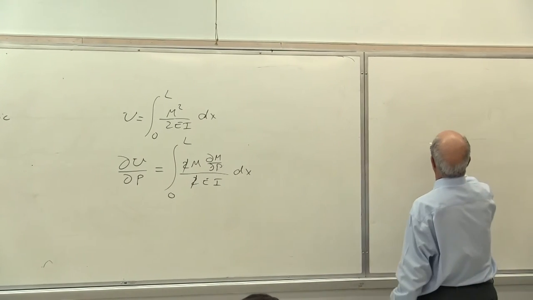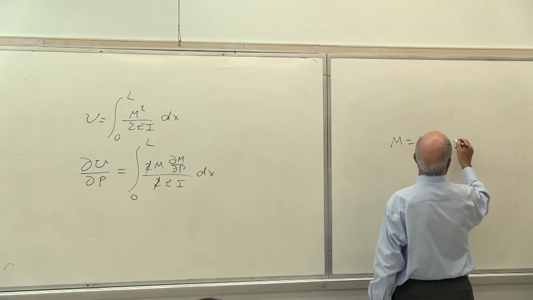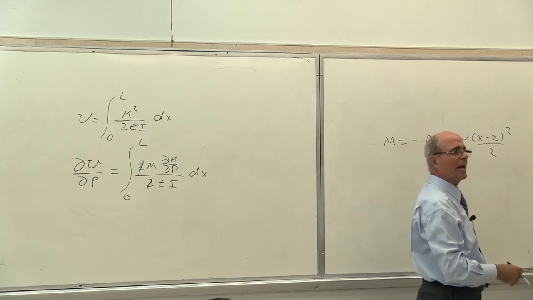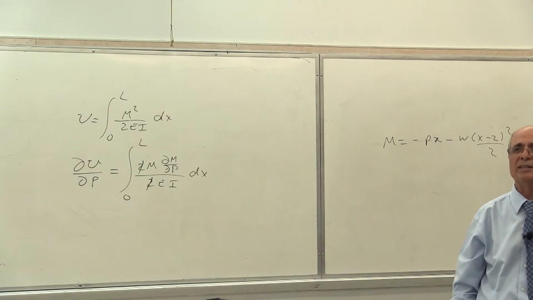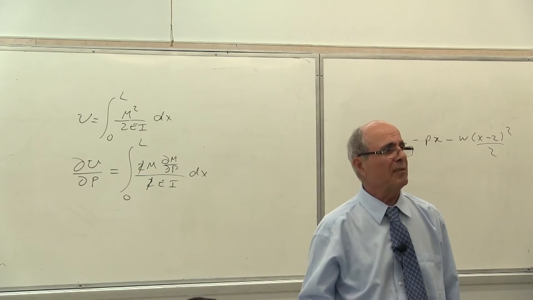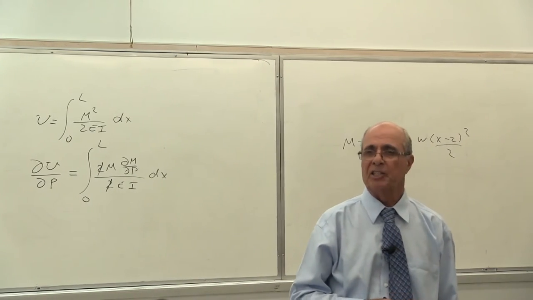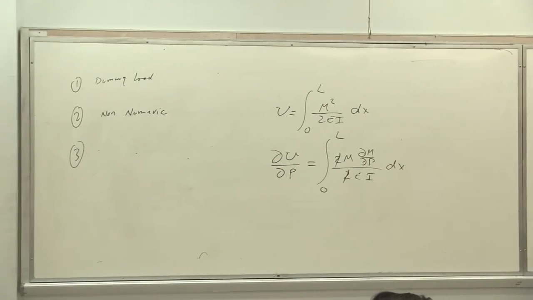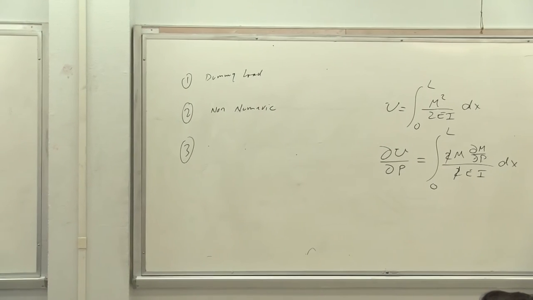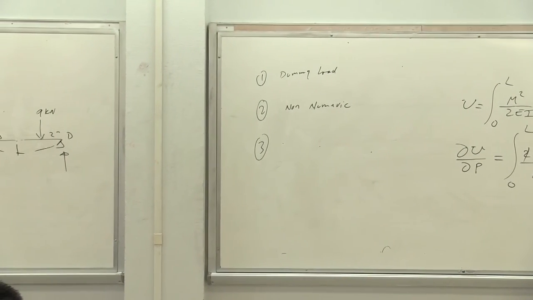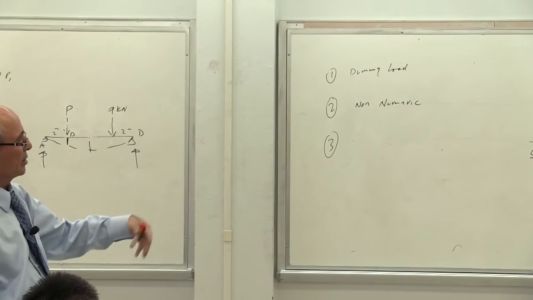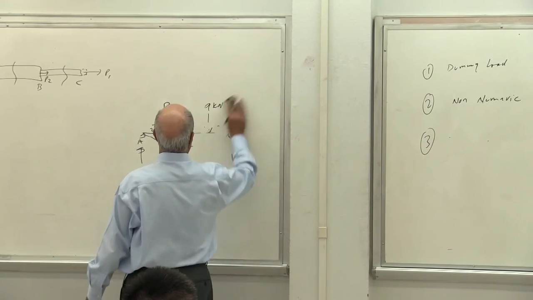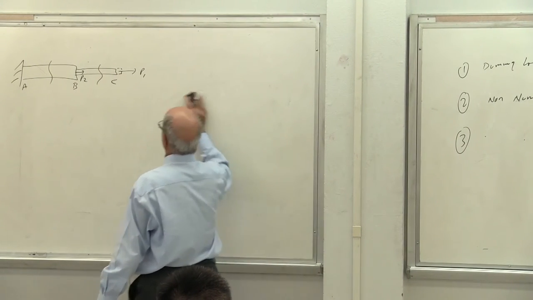If M is something like minus Px minus, I don't know, w times (x minus 2) to the power of 2, you want to square that and then take the derivative? Never do that. First take the derivative and then do the integration. The math becomes quite a bit lower. Now, let's go to the example. Did you get all 3 rules? 1, introduction of a dummy load. 2, non-numeric: the load that you are taking the derivative with respect to, you should put in non-numeric form, and then do the derivation before the integration. And it is really, really simple if you follow these 3 rules.